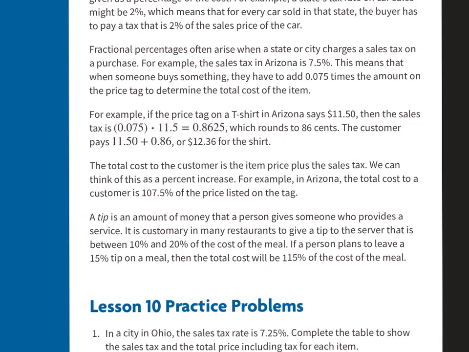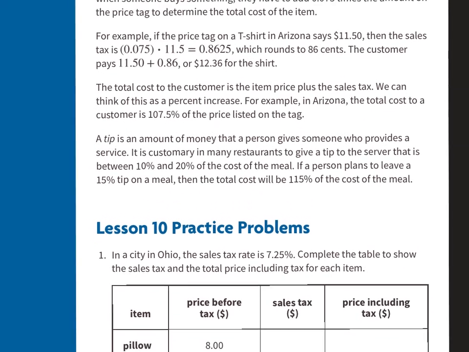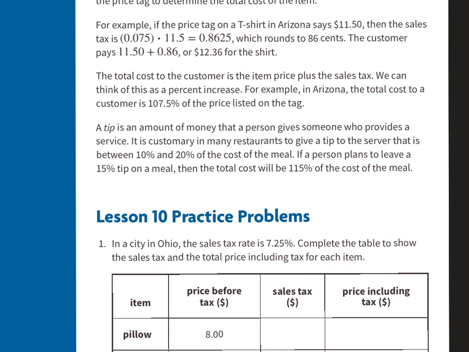The total cost to the customer is the item price plus the sales tax. We can think of this as a percent of increase. For example, in Arizona, the total cost to the customer is 107.5% of the listed price. A tip is the amount of money that a person gives someone who provides a service. It is customary in many restaurants to give a tip to the server that is between 10% and 20% of the cost of the meal. If the person plans to leave a 15% tip on the meal, then the total cost will be 115% of the cost.